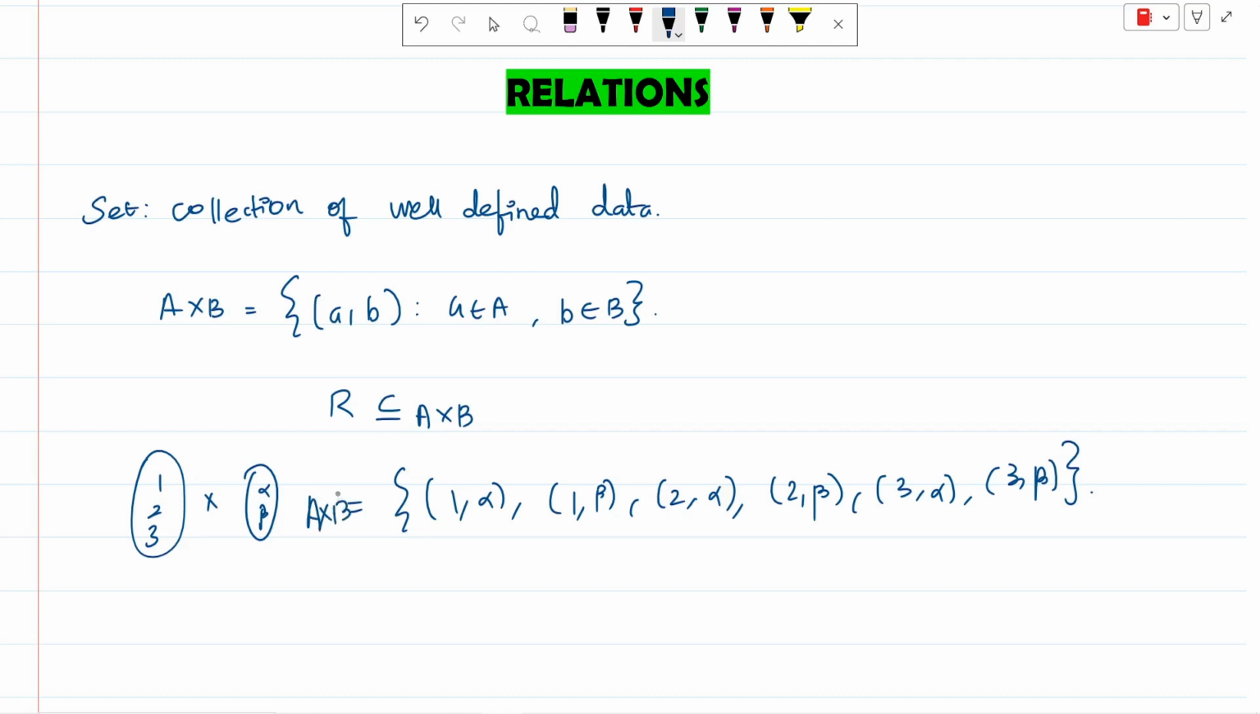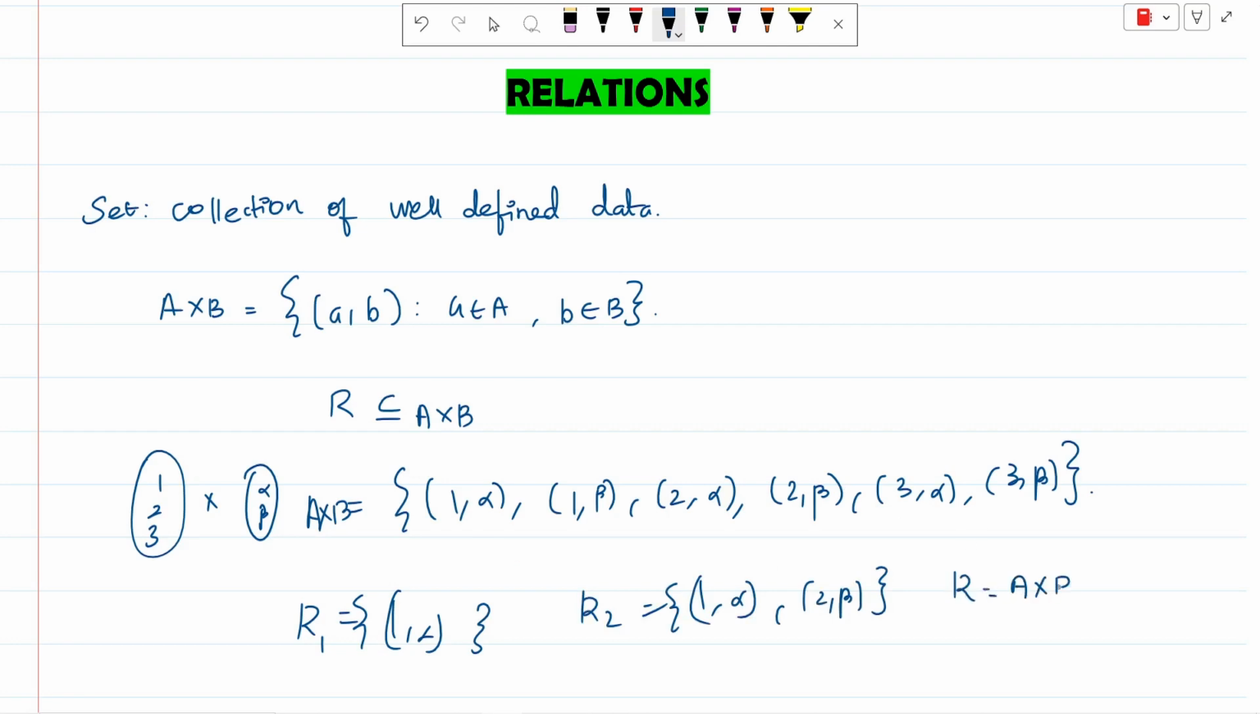Now we can take only one element from this set and frame a relation. Only (1, alpha), or else we can also include two elements. R2 is equal to (1, alpha), (2, beta), whatever it may be. Or we can include all six and write it. R can be written as the full A cross B. Or else in relation R, nothing is there, we can even have an empty relation. Okay? So this is the actual definition of relation.